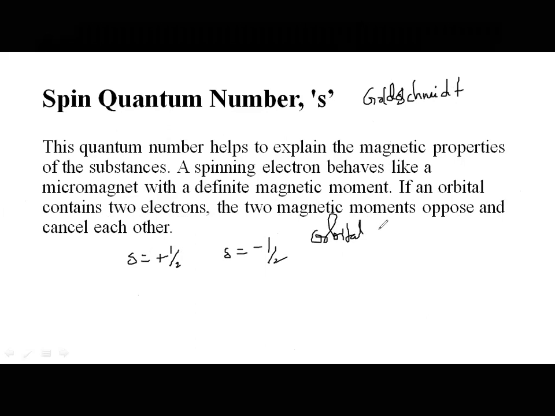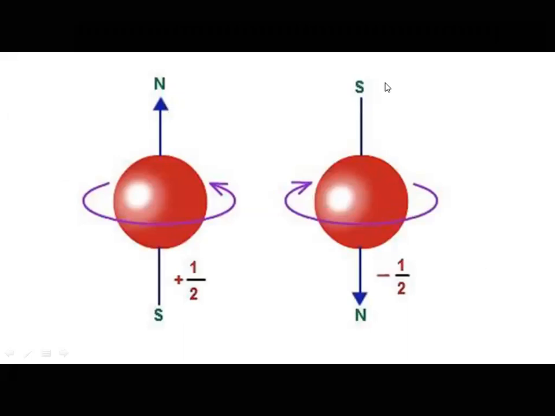Every orbital has a maximum of how many electrons? 2. One electron will have spin plus half, rotating in clockwise direction, and another electron will have minus half, rotating in anti-clockwise direction. So the spin may be clockwise or anti-clockwise. So this is about the spin quantum number. See here, anti-clockwise it is plus half, clockwise it is minus half.